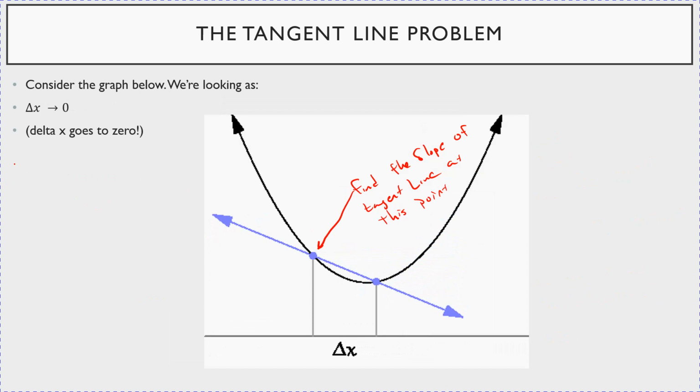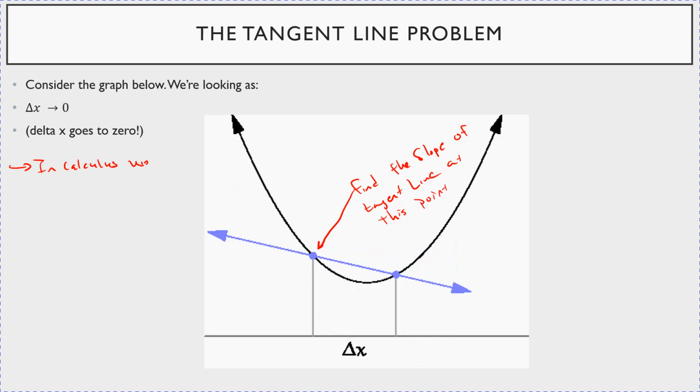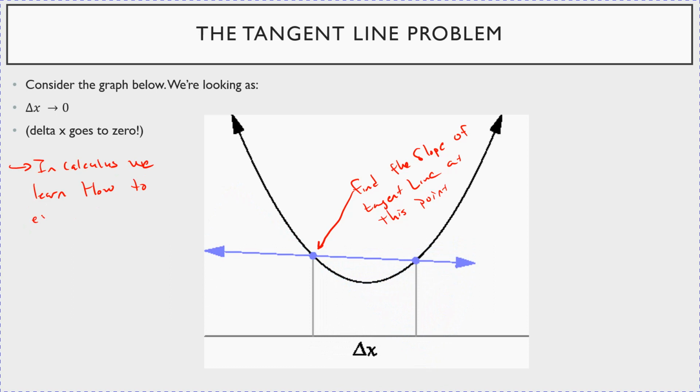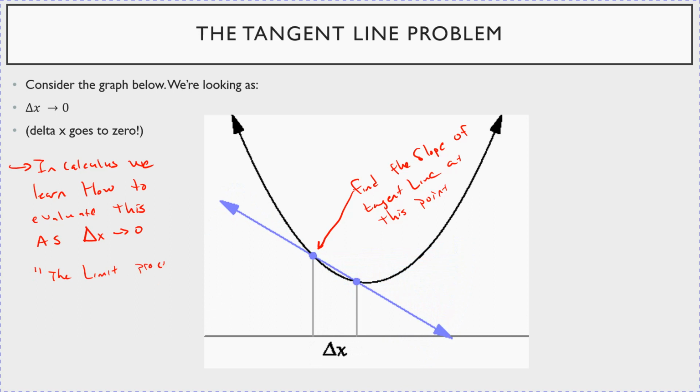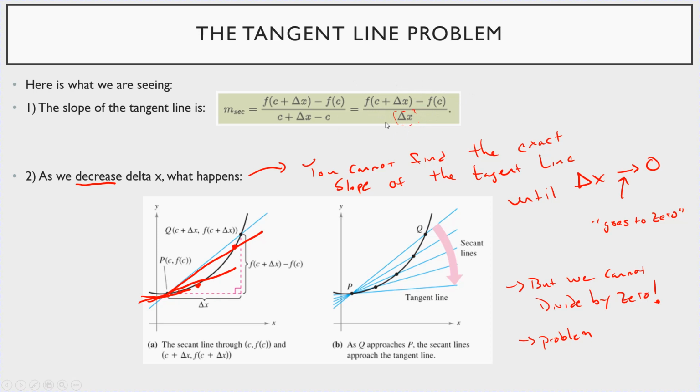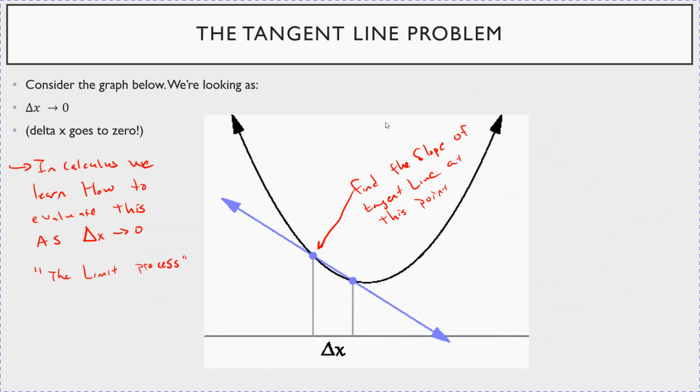So in calculus, we learn how to evaluate this as delta x goes to zero. And it's what's called the limit process. So what you'll see when you get to the next lecture in this class is we'll take the limit as delta x goes to zero and see what we get. We'll learn some tricks to be able to evaluate this. And this is one of the key concepts in calculus called differentiation, and it's a lot of fun, and we're going to spend a really significant amount of our time in our class learning this. All right, so that is how to find the slope of the tangent line to a curve at any point.